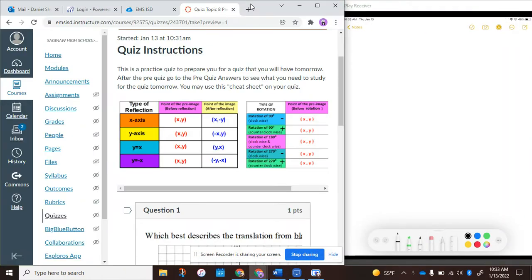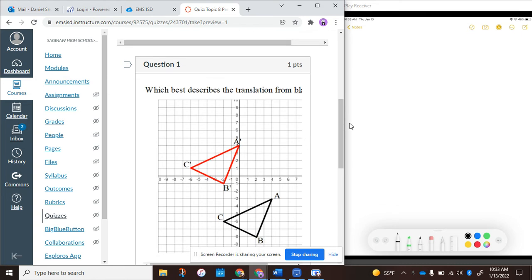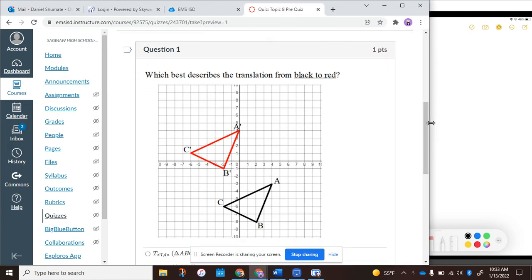All right, y'all. We're looking at the pre-quiz for topic 8. Hoping to get some clarity on what's going on with these questions. And the idea here is if you can do these questions, if you know how to answer these questions, you should be just fine on the topic 8 quiz.